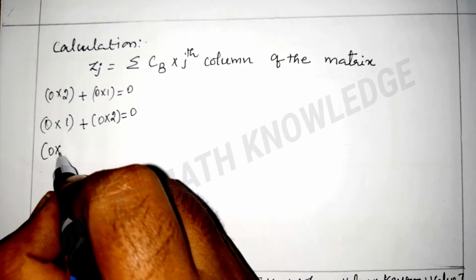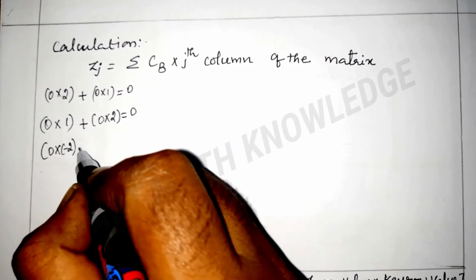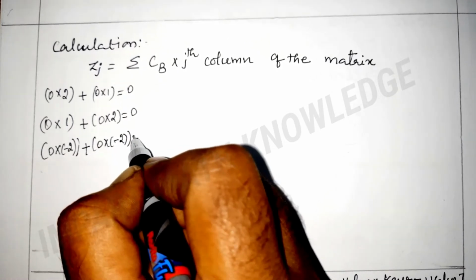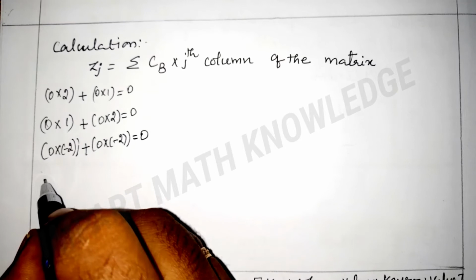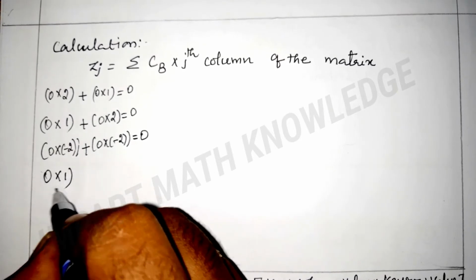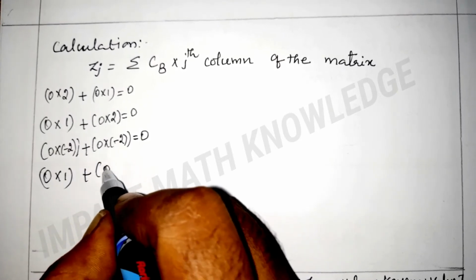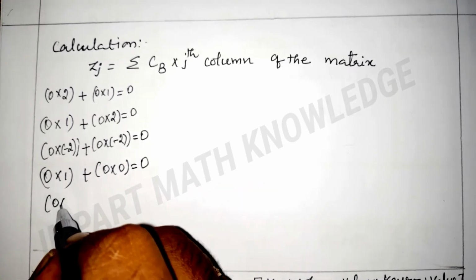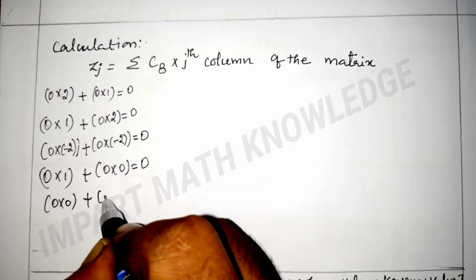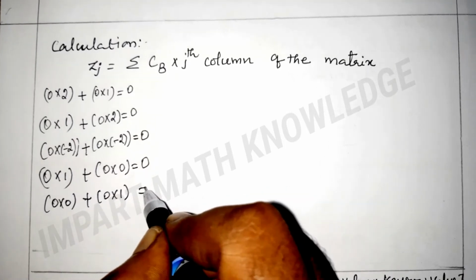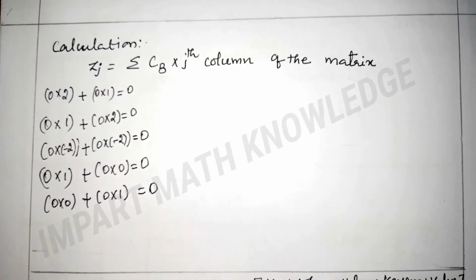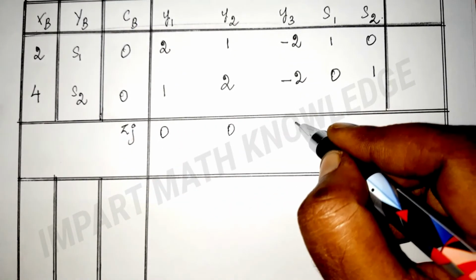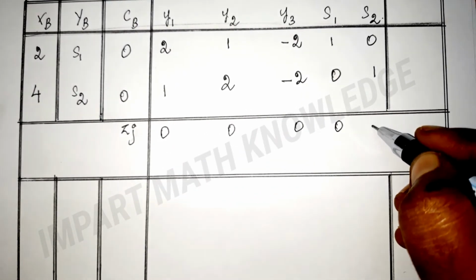Third column, 0 into minus 2 plus 0 into minus 2 is equal to 0. Next column, 0 into 1 plus 0 into 0, that is 0. 0 into 0 plus 0 into 1 is 0. All the values of Zj are 0: 0, 0, 0, 0, 0.